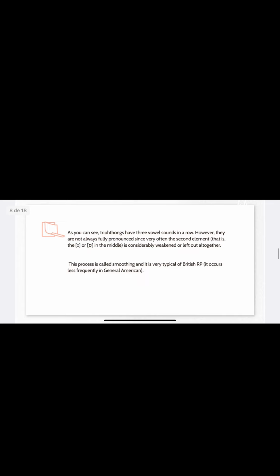However, they are not always fully pronounced, since very often the second element, the schwa in the middle, is considerably weakened or left out altogether. This process is called smoothing and is very typical in British RP. It occurs less frequently in General American.